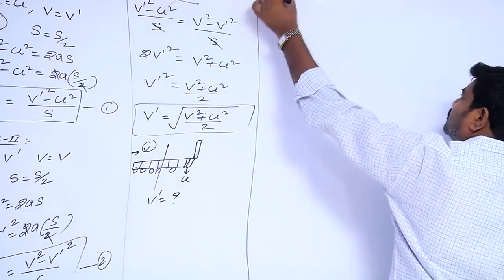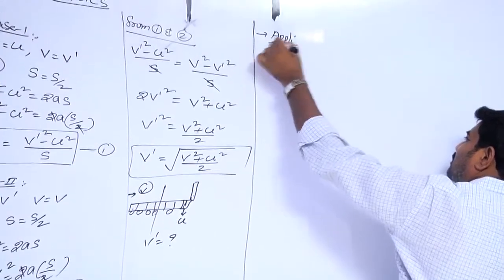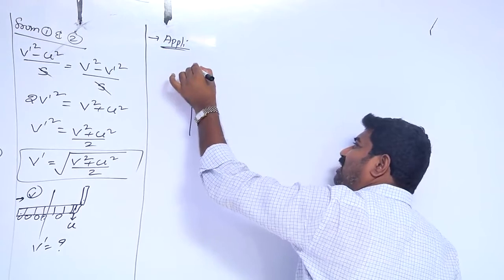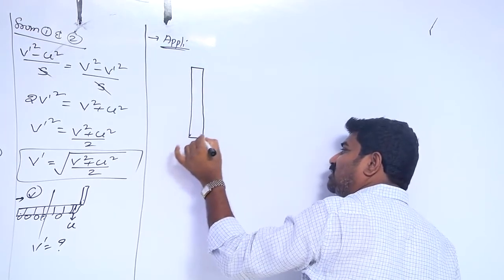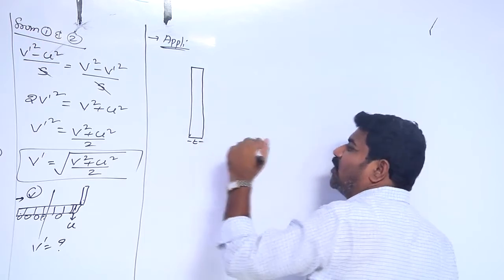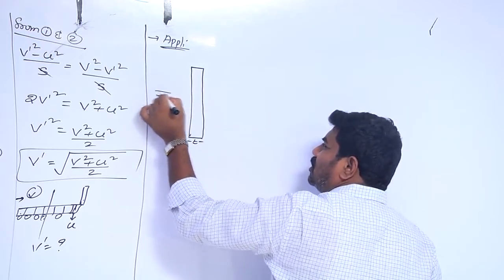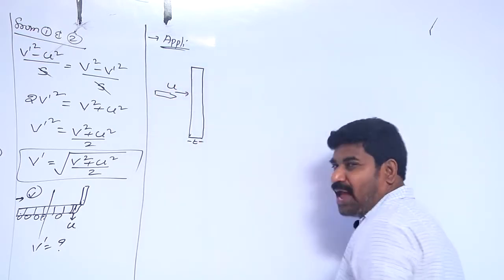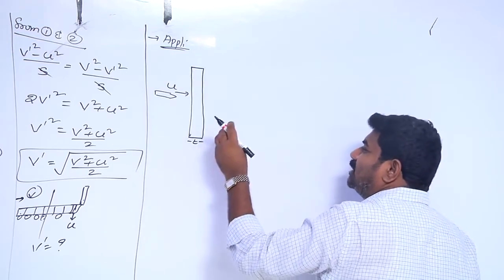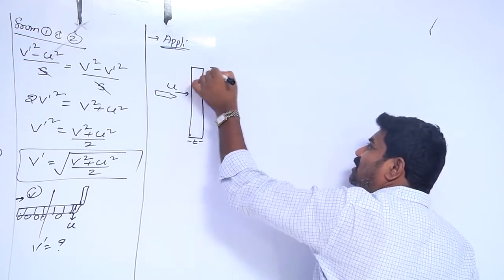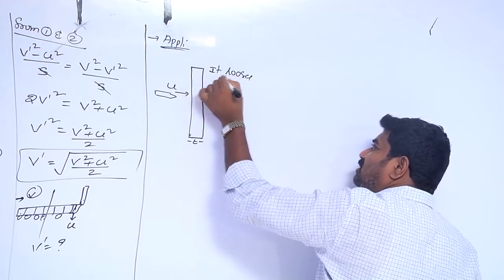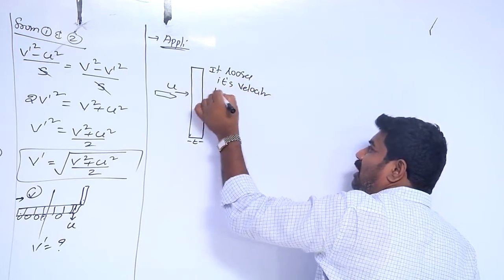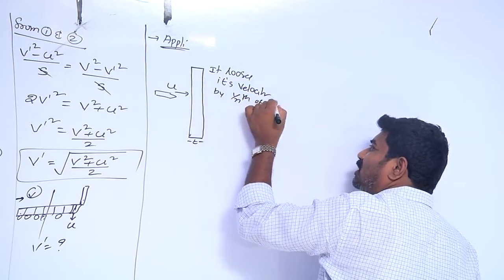Next application. Here, for example, there is a plank of thickness t. If a bullet is fired with a velocity u, after passing through the plank, it loses its velocity by 1 by nth of the initial velocity.